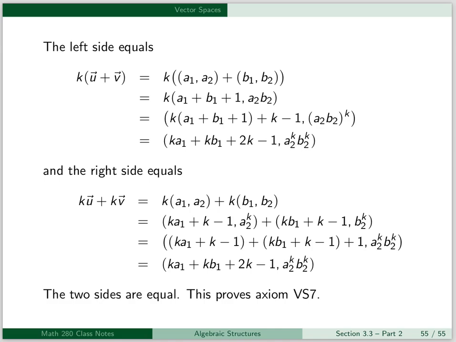And so that's 2 of the 10 axioms for this particular example. And so after we verify the other 8, then we can conclude that this gives us a vector space. So even though this is sort of a strange addition and a strange scalar multiplication, it still satisfies the axioms, and so it still gives us a vector space.